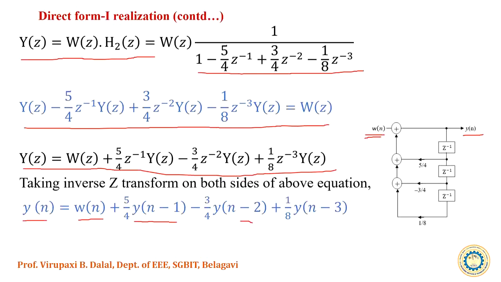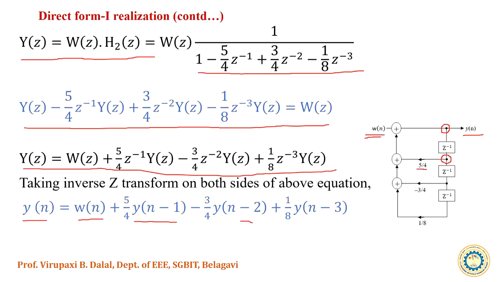So y of n minus 1 means I should pass y of n through one delay element so that I'll get y of n minus 1. At this point, the signal available is y of n passed through the delay element, that is z inverse. The output of z inverse is y of n minus 1, which should be multiplied by 5 by 4, that is a constant multiplier. So it will be connected to the summer or adder.